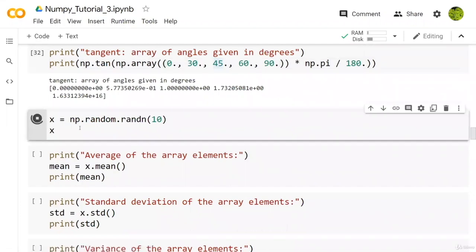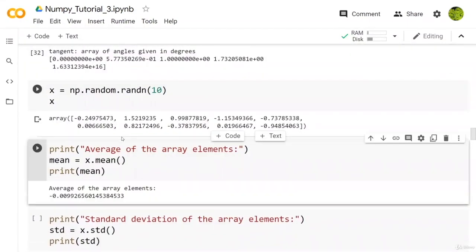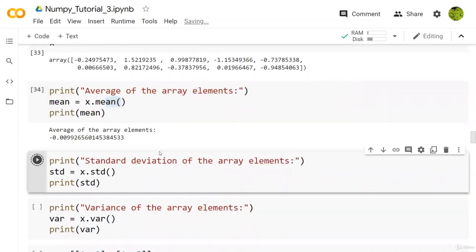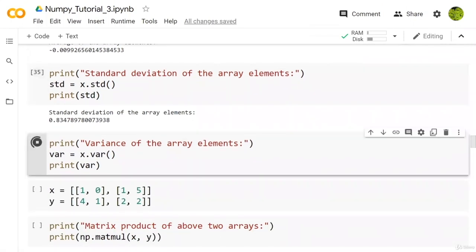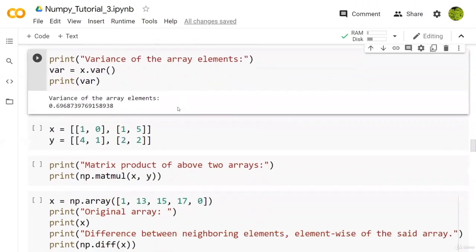Suppose you have random values from 0 to 10, and I can find out the mean of that also using the mean operation. I can find out the standard deviation of that. I can find out the variance of that. Okay, great. So you can see so many operations become very easy using NumPy.